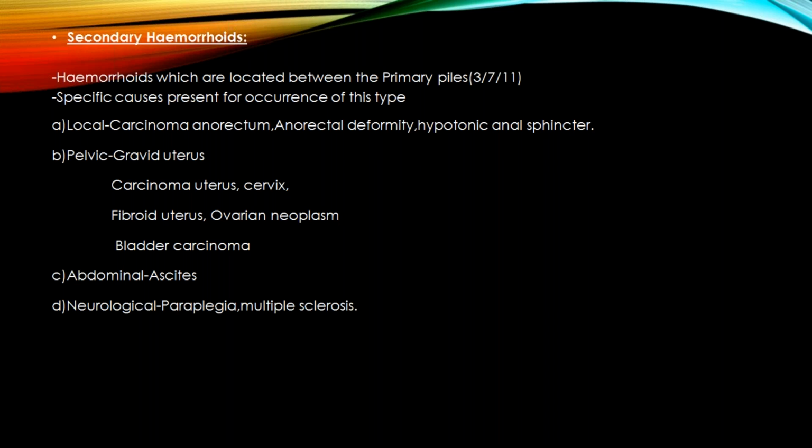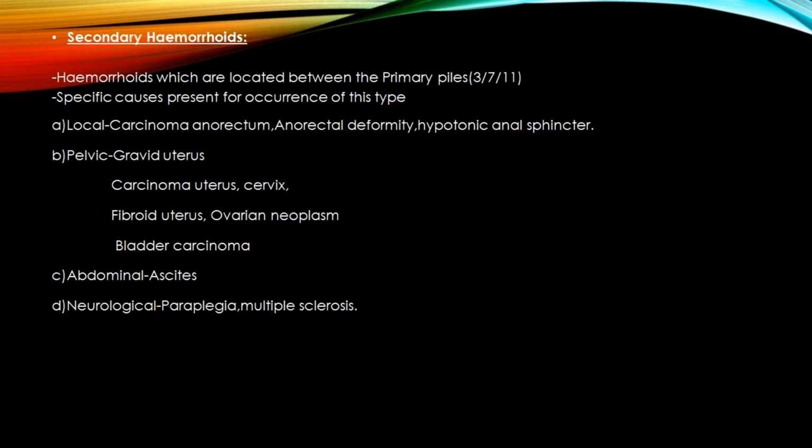Okay, so what are secondary hemorrhoids? I have told you in the previous slide, secondary hemorrhoids are those hemorrhoids or anal cushions which are located between the 3 o'clock, 7 o'clock and 11 o'clock positions. There are some specific causes for secondary hemorrhoids. When do you suspect secondary hemorrhoids? Here are the causes, specific causes will be there.